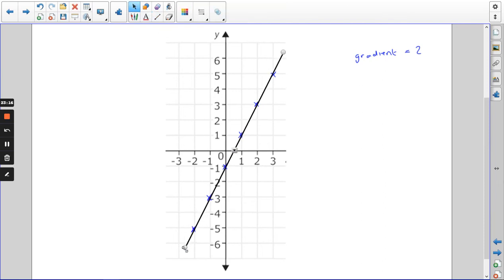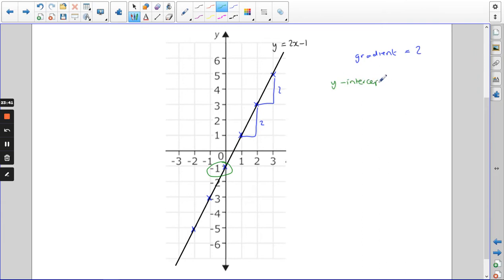And really, it would carry on, look, down there. That would have been the coordinate I didn't draw, minus 3, minus 7. Make sure you label your line. So it was 2x take away 1. Does it have a gradient of 2 if I draw the steps on? Yeah, okay, so the steps are going up in 2s like they were in the table. My y-intercept, look, by there, where does it cross the y-axis? The y-intercept is minus 1.